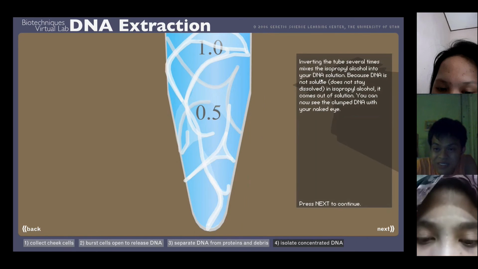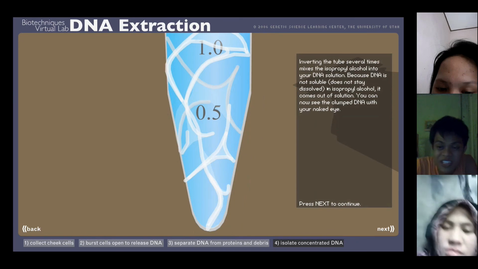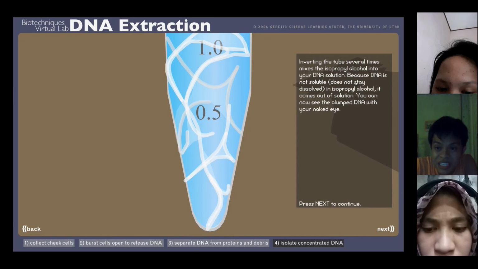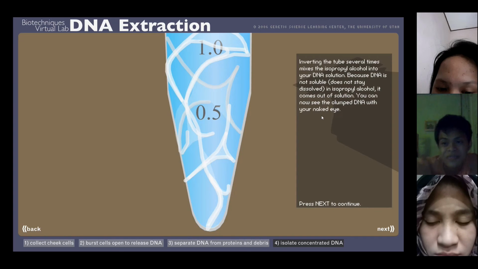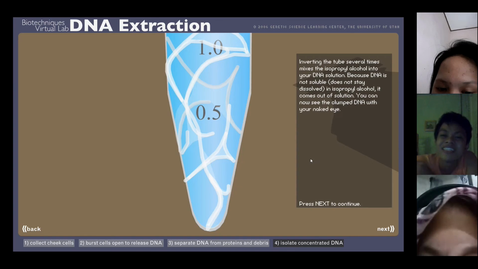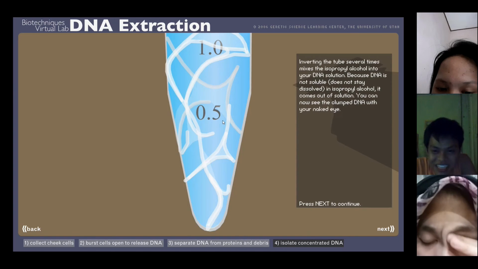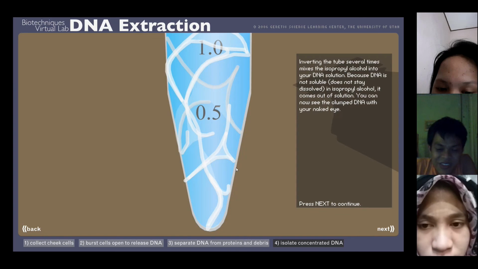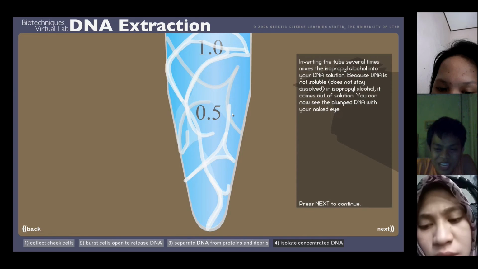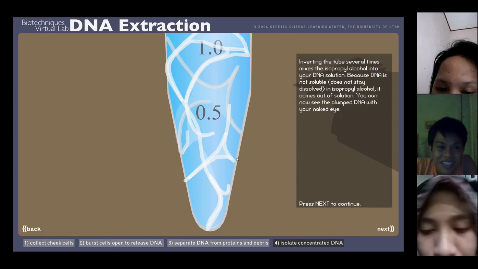Inverting the tube several times mixes the isopropyl alcohol into your DNA solution. Because DNA is not soluble, it does not stay dissolved in the isopropyl alcohol. It comes out of the solution. You can now see the clumped DNA with your naked eye. Why do you think it's like that, Exy? The white DNA came out of the isopropyl alcohol.